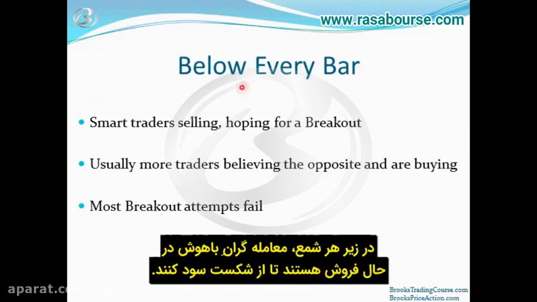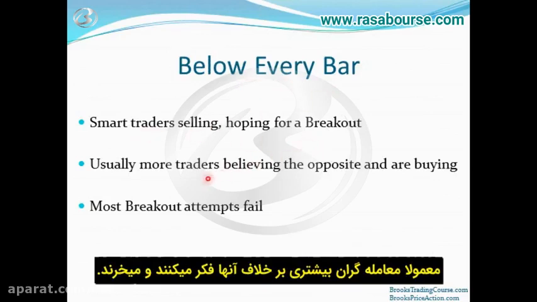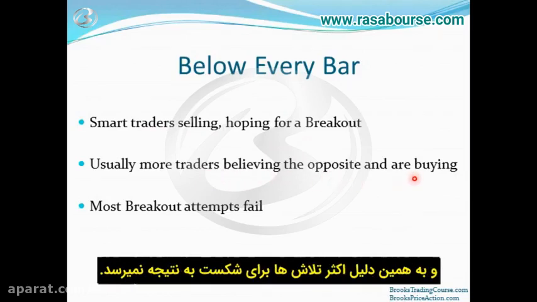Below every bar, there are smart traders selling, hoping for a breakout. Usually there are more traders believing the opposite, and they are buying, and most breakout attempts fail.